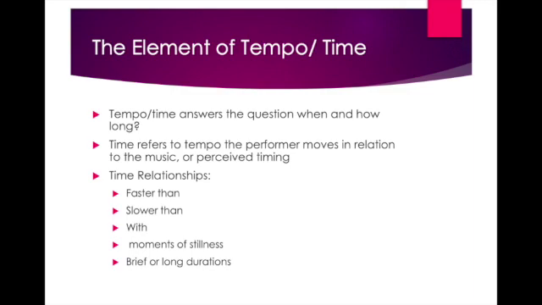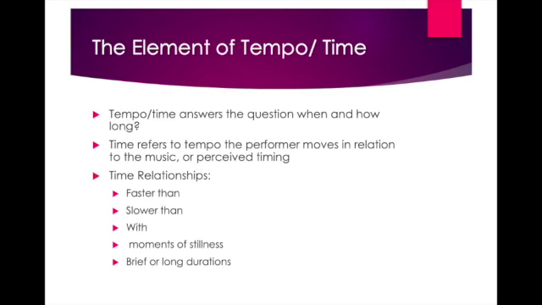So tempo refers to how the movement is performed in relation to the music or perceived music. And in that relationship, the movement can be faster than the music or perceived music. It can be slower than. It can be in tempo or with the music. There can also be moments of stillness.